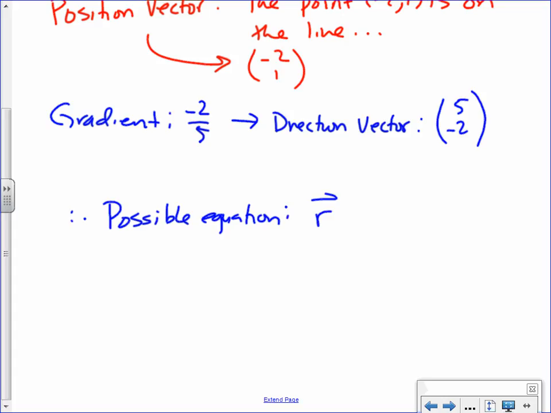Therefore, the one possible equation is r equals, what was the direction again? Is it -2, 1 plus lambda times 5, -2? Joy. Vector equation. Especially, I hate vectors. I hate them, I hate them, I hate them. All right. Yay.